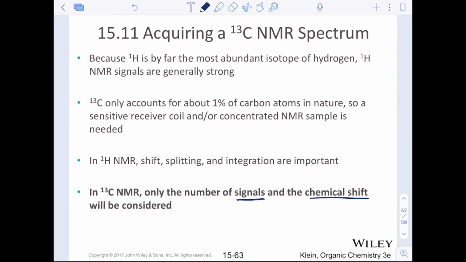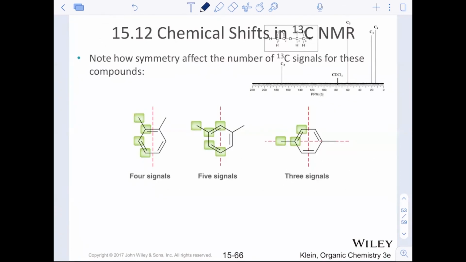Planes and axes of symmetry can cause carbon atoms to be electronically equivalent. So let's take a look at a couple of molecules and we'll start to see how symmetry affects, right? Just the same as proton NMR, we see how symmetry can affect our molecule.